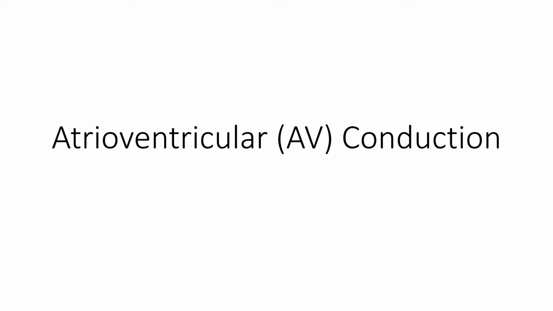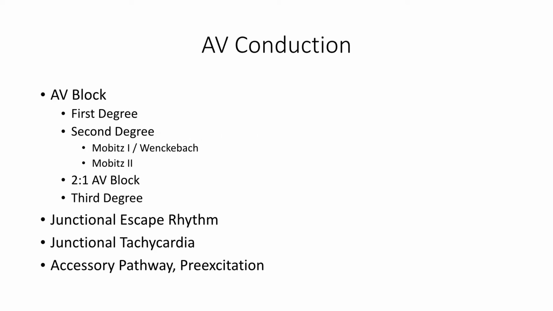Other times you have an extra muscular electrical connection between the atria and the ventricles, and we went over this earlier and it's called an accessory pathway. So in this section we'll talk about common electrical issues in and around the AV node and the AV valves.